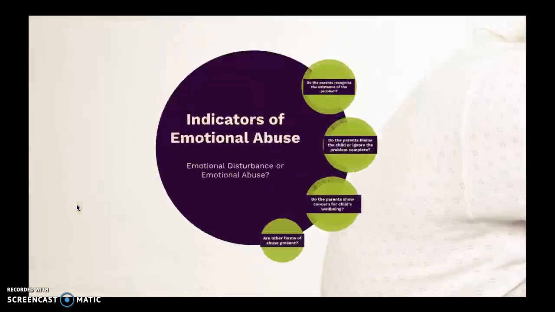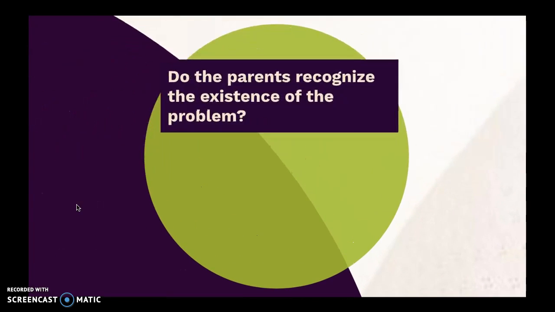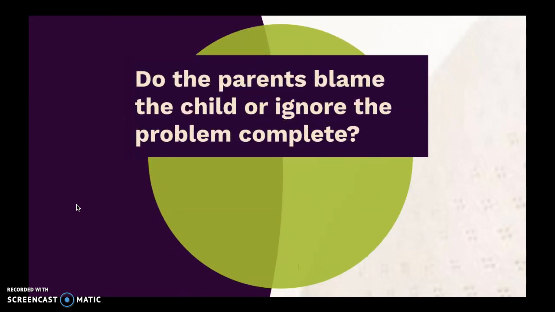So when looking at it, we want to ask ourselves in our daily situations and jobs, how do I know that it's abuse and what indicators can I look for? And also determining if it's emotional disturbance or emotional abuse. The first question, do the parents recognize the existence of the problem? If they do not, this may be a sign of abuse or a sign to look further into it. Do the parents blame the child or ignore the problem completely? If so, this is another red flag for abuse.